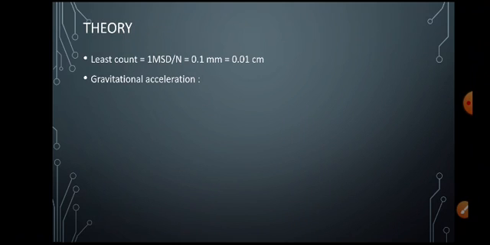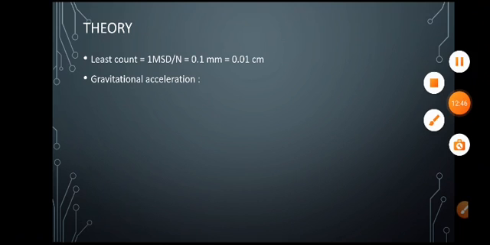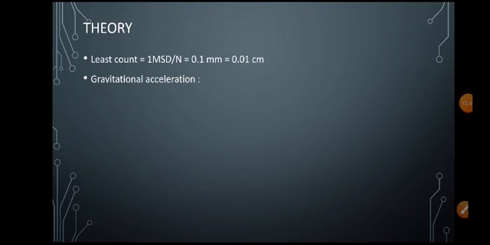What is the theory involved in the simple pendulum experiment? First you have to take the Vernier calipers, because we need the Vernier calipers also to find out the radius of the given bob. The Vernier calipers principle is that the difference in the magnitude of one main scale division and one Vernier scale division is called the least count.